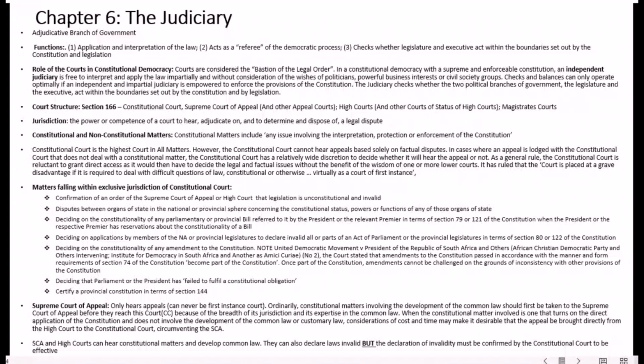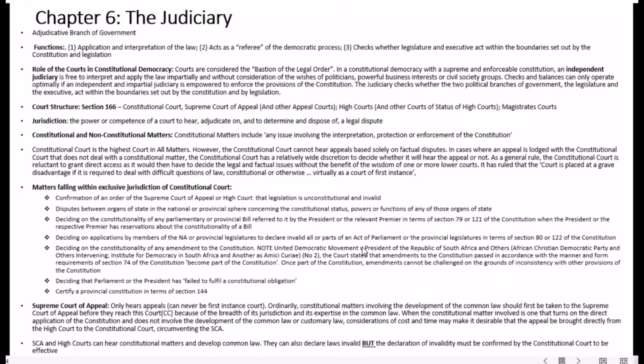And then disputes between organs of state in the national, provincial, or local sphere concerning the constitutional status, powers or functions of any of those organs of state; deciding on the constitutionality of any parliamentary or provincial bill referred to it by the president or the relevant premier in terms of section 79 or 121 of the Constitution, when the president or the respective premier has reservations about the constitutionality of a bill; deciding on applications by members of the National Assembly or provincial legislatures to declare invalid all or parts of an Act of Parliament or of the provincial legislatures in terms of section 80 or 122 of the Constitution; deciding on the constitutionality of any amendments to the Constitution.